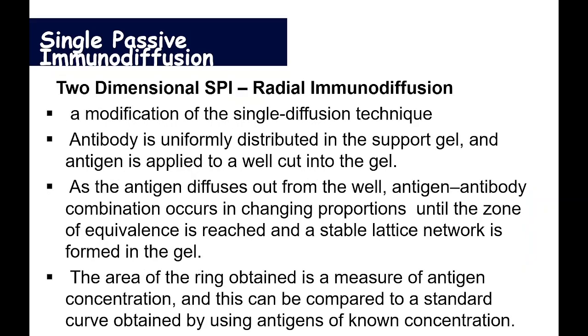Next, we have two-dimensional single passive immunodiffusion. This is a modification of the single diffusion technique. Antibody is uniformly distributed in the support gel, and then the antigen is applied to the well cut into the gel. As the antigen diffuses out from the well, antigen-antibody combination occurs in changing proportions until the zone of equivalence is reached and a stable lattice network is formed in the gel. The area of the ring obtained is a measure of antigen concentration, and this can be compared to a standard curve obtained by using antigens of known concentration.